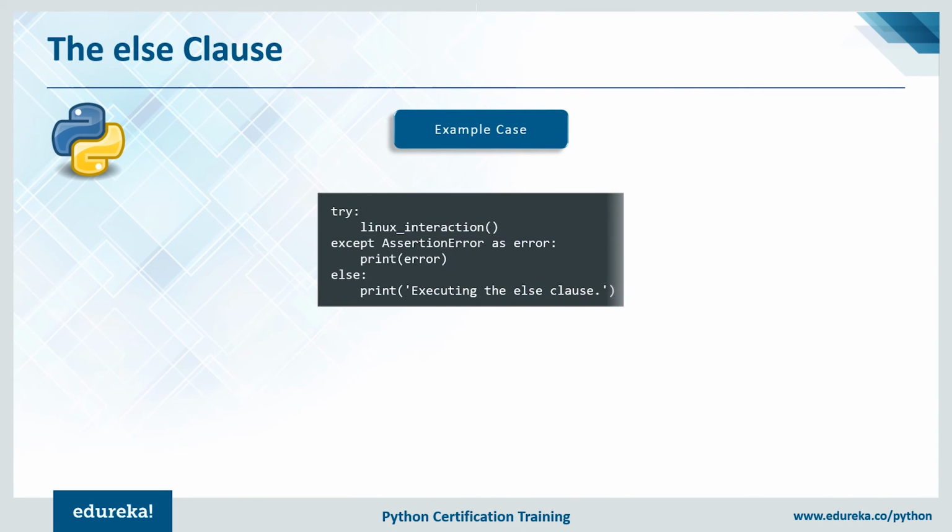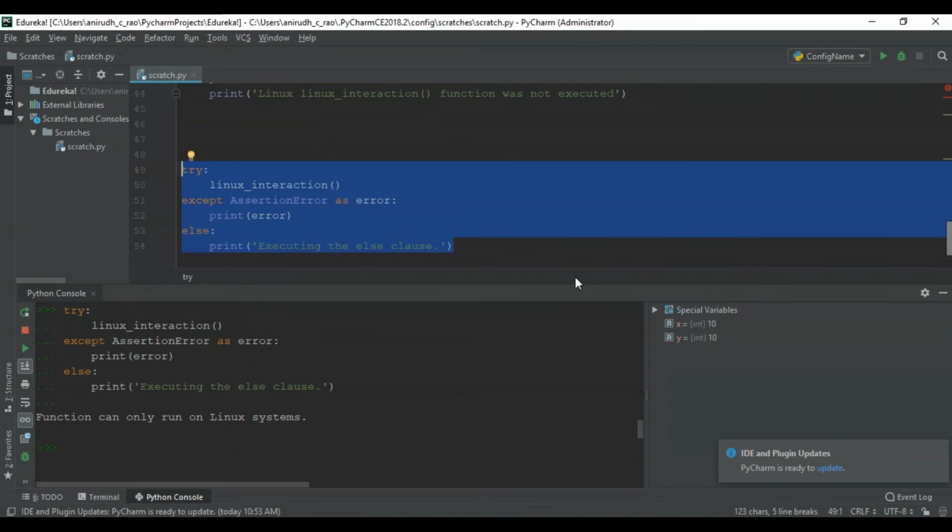Here is the same Linux interaction function, and we have an assertion error here, and we are going to print the error, right? So else, if there is no assertion error, we're going to have an else clause and print saying executing the else clause, right? Let me quickly open up my PyCharm and we can run this piece of code, guys. As soon as I run this, it says the function can only run on a particular Linux system, right?